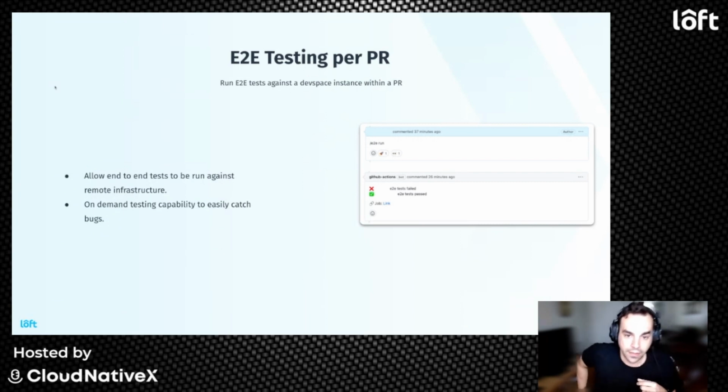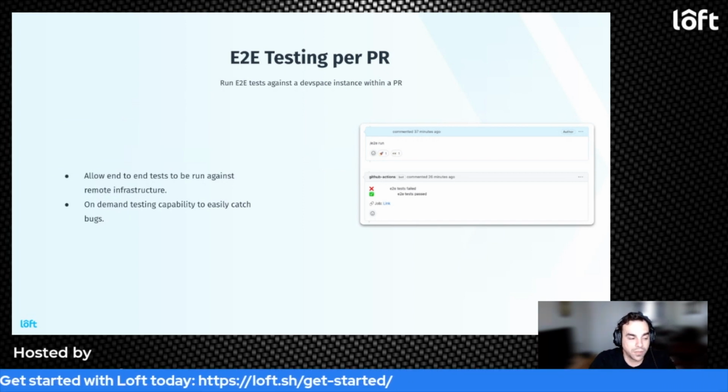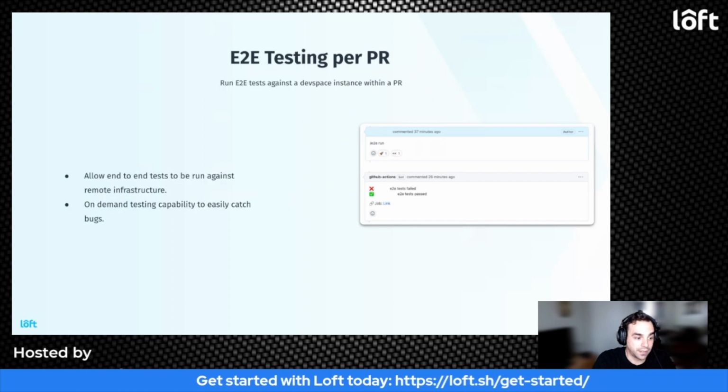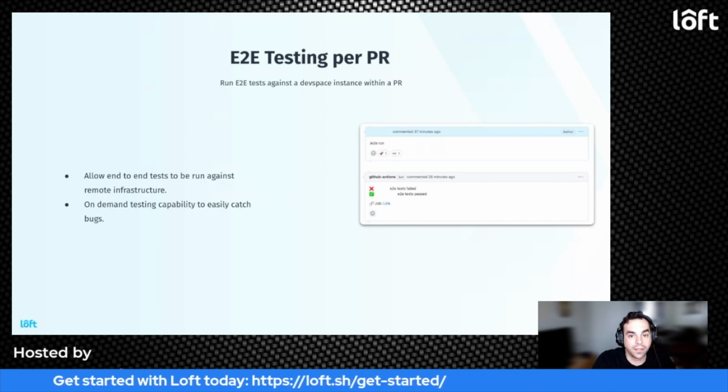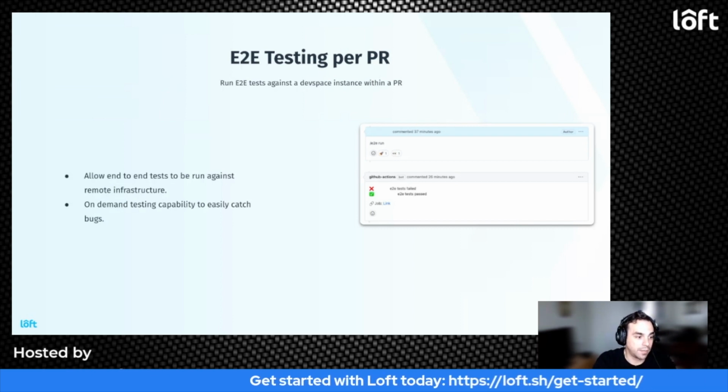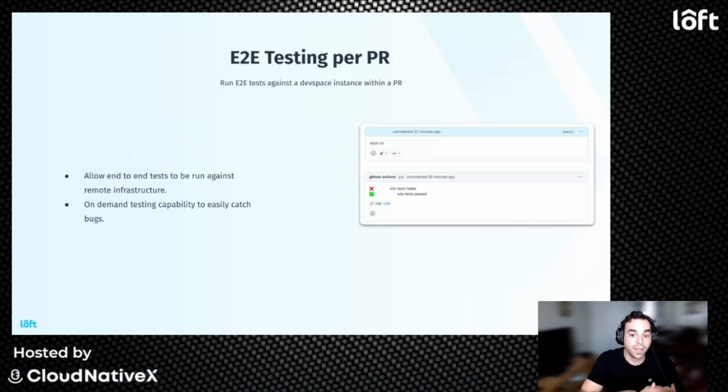And then finally, the iteration of end-to-end testing per PR. This was essentially the additional functionality of, hey, can we create a devspace environment and then run our end-to-end test suite against it? If a developer wants to run an end-to-end test suite against the devspace environment, they would again just create a command, slash end-to-end run, and the devspace command would be generated, and then the tests would run against it.